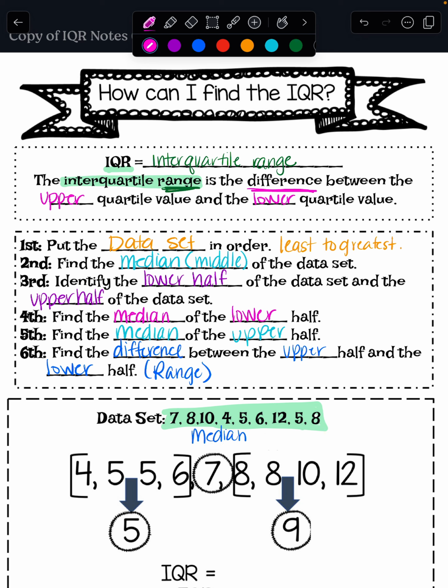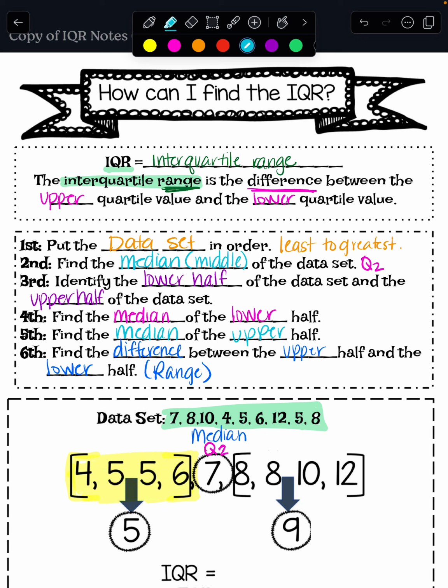And the median is also known as Q2, quartile 2. So I'm going to go ahead and add that back up here in our notes. So the second step tells me where Q2 is. It is the middle of our data set. We have to find Q2, the middle, before we can do anything else. Then we are going to identify the upper half and the lower half. So when I have that number in the middle, I'm going to take everything to the left of it, and this is going to be my lower half.